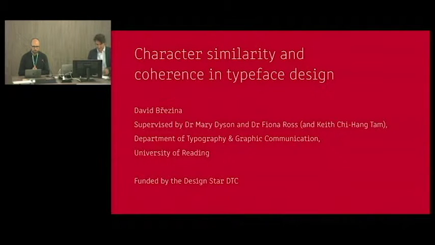By profession, I'm a type designer, but I'm going to present about my ongoing PhD research. And I think I should mention my supervisors, Drs. Mary Dyson and Fiona Ross, and also for part of the research I was supervised by Keith Thumb. And I'm doing this at the University of Reading in England.